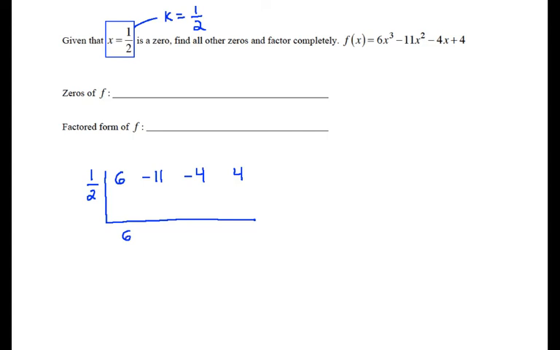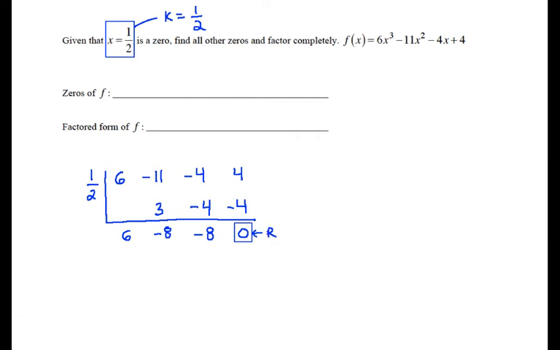Dropping down the 6, multiplying 6 by 1/2 is like dividing 6 by 2. So I see that I get 3. -11 plus 3 is -8. And again, dividing -8 by 2 gets me -4. Adding downwards gets me -8 again. Dividing -8 by 2 gets me -4 again. And adding downwards gets me 0. Again, this is not a surprise. We were told that 1/2 is a 0 of this polynomial, so this part should happen, the remainder equal to 0.